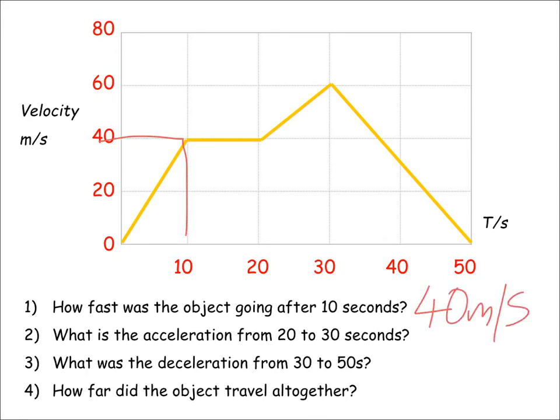Okay, what is the acceleration from 20 to 30? Okay, this is 20, this is 30. It's gone up by 20. It's increased by 20 in 10 seconds. So the acceleration is 2 meters per second squared. And you can work your way through those questions if they interest you at all.